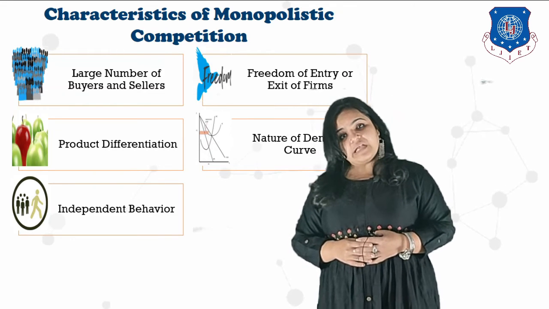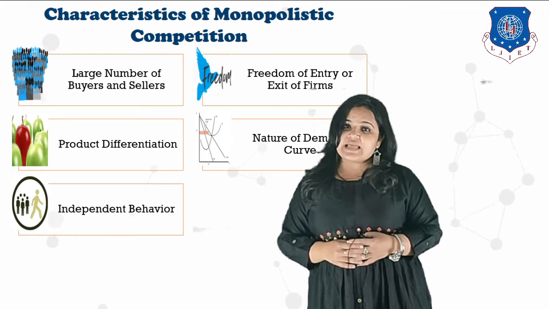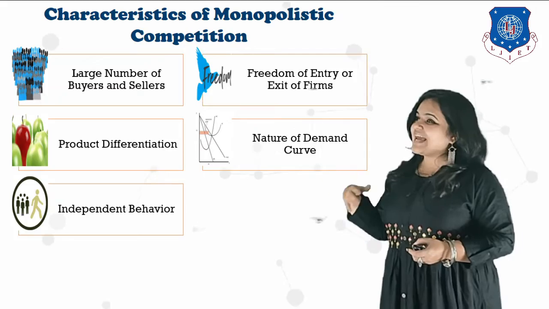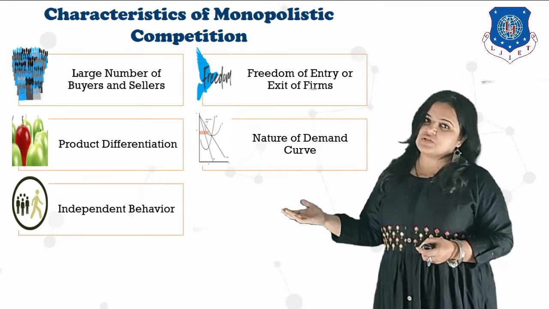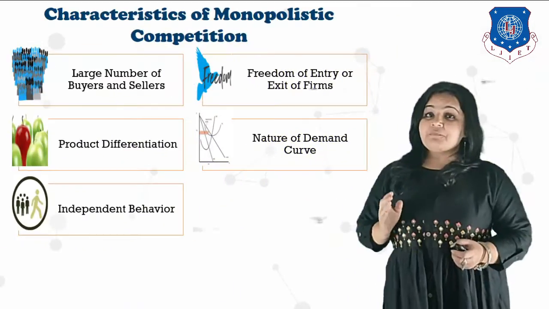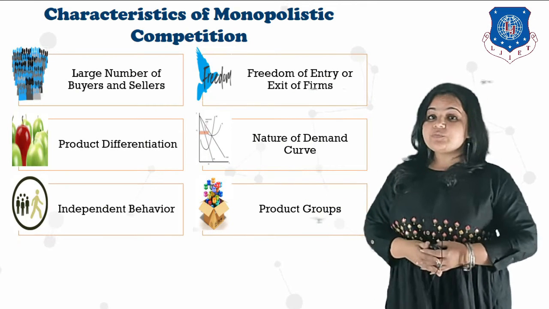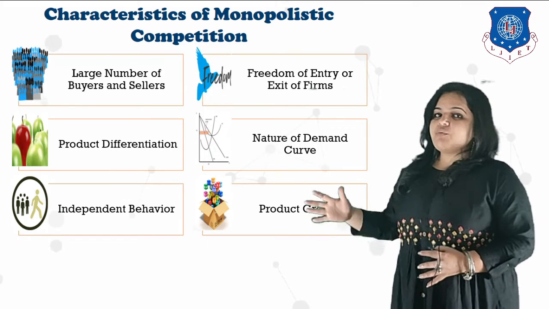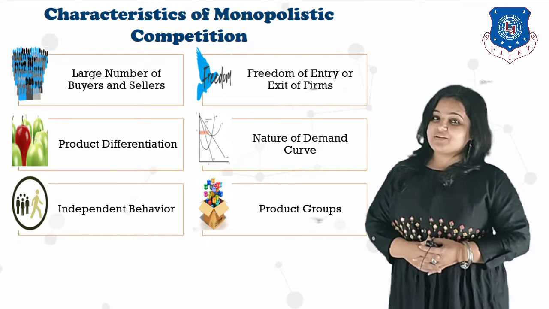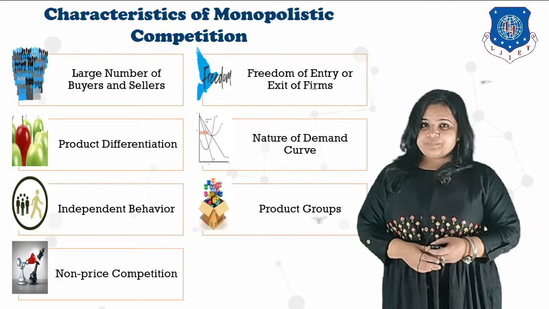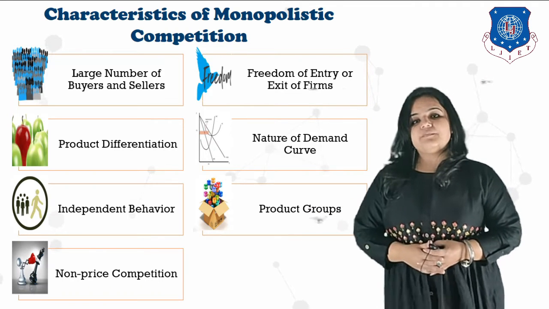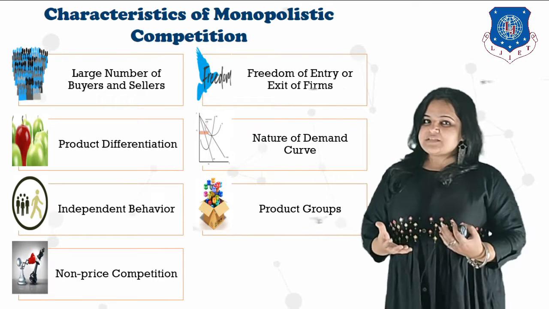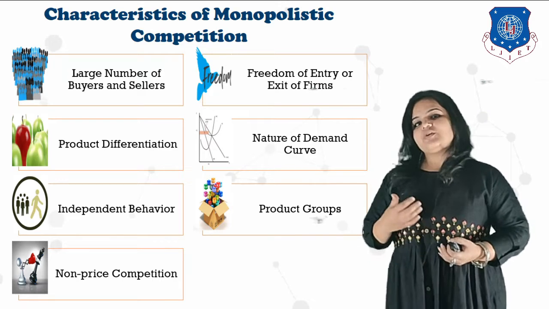They are interdependent on each other, which means that they decide the prices depending on the prices of other sellers. Moreover, we have product groups which are in monopolistic competition. The entire product group forms a monopolistic competition and not a single product. Also, these products are in non-price competition too. Here the difference can be not only in products but also in price.